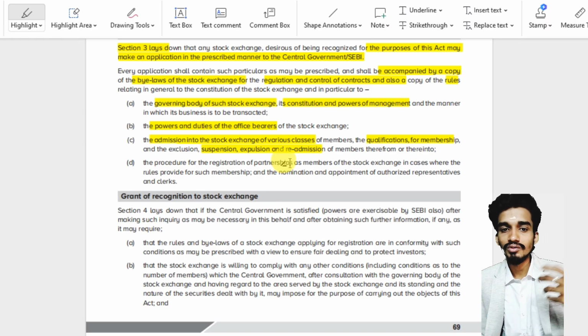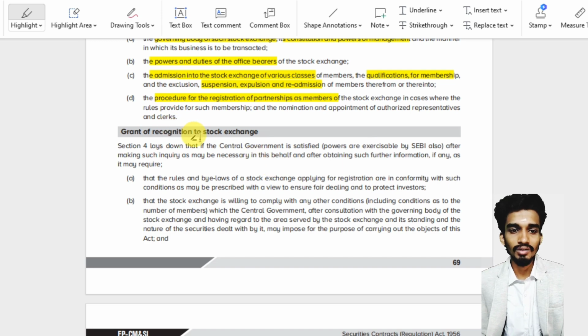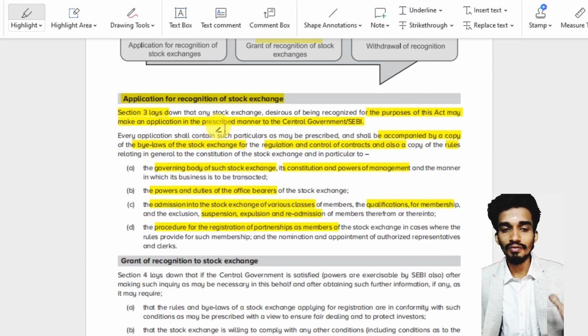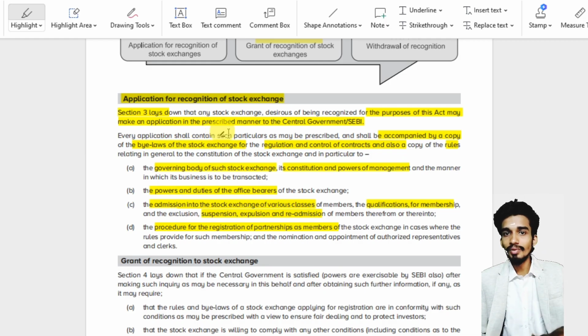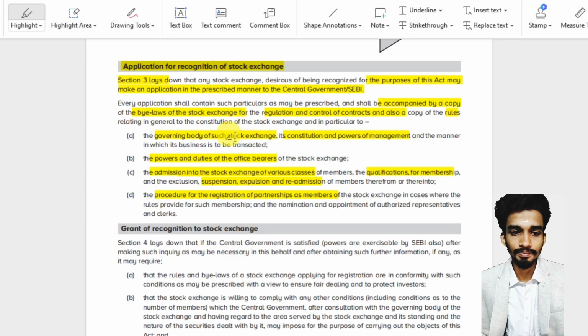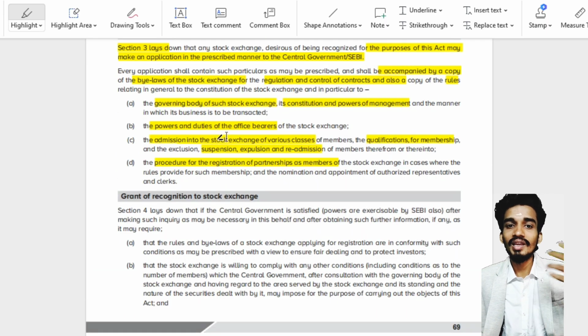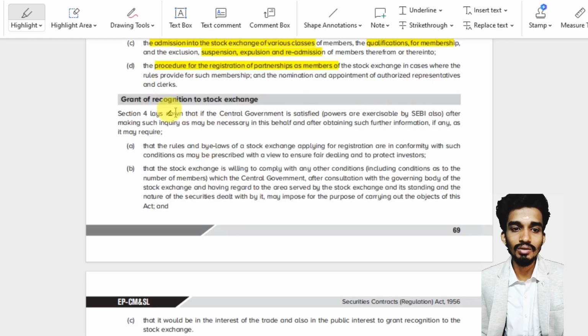This and all we have to give whenever we are providing the application to the central government, and the procedure for registration of partnership as members. This also we have to accompany. Okay, that is all about your application. First we have to make an application. With the application, we have to accompany certain documents, which are your bylaws and other rules connected to the bylaws.